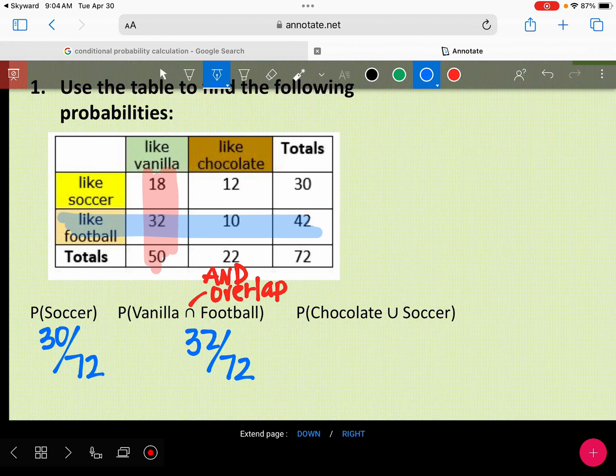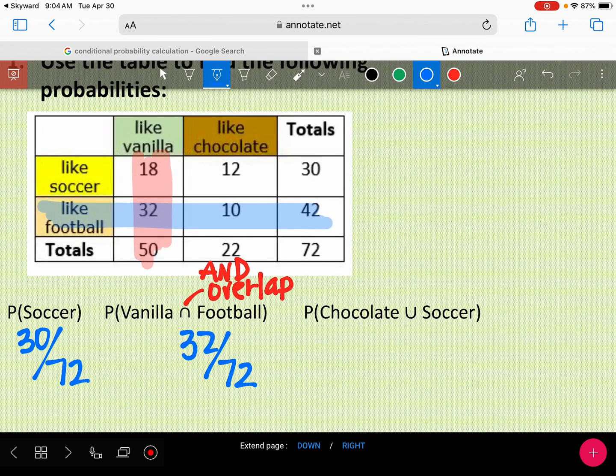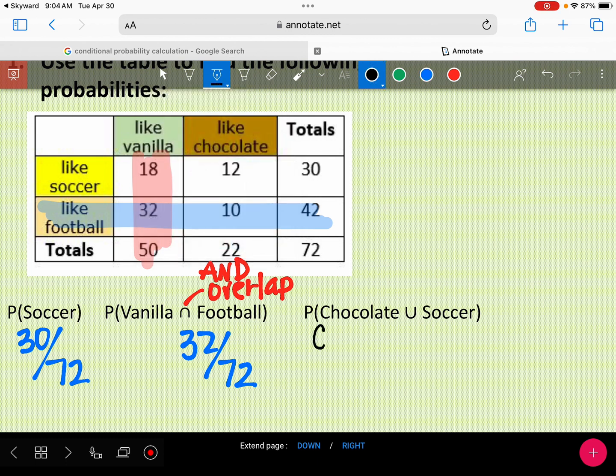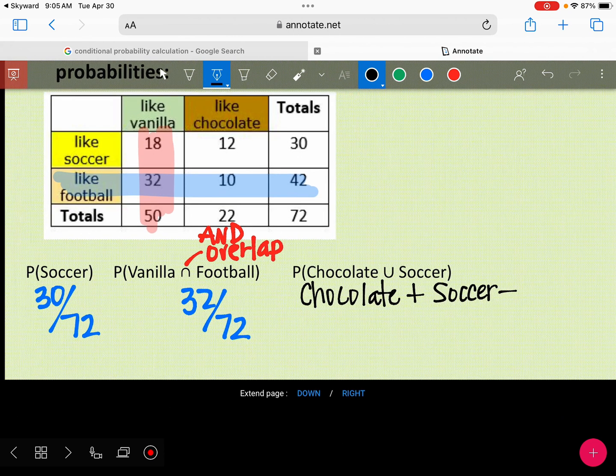And this last one means "or." Now that's a little different. The first thing we need to do is figure out how many people said they like chocolate. And then we're going to add to that the people who like soccer. But we have to subtract the overlap. So go ahead and copy down. That's the only time that you have a formula.